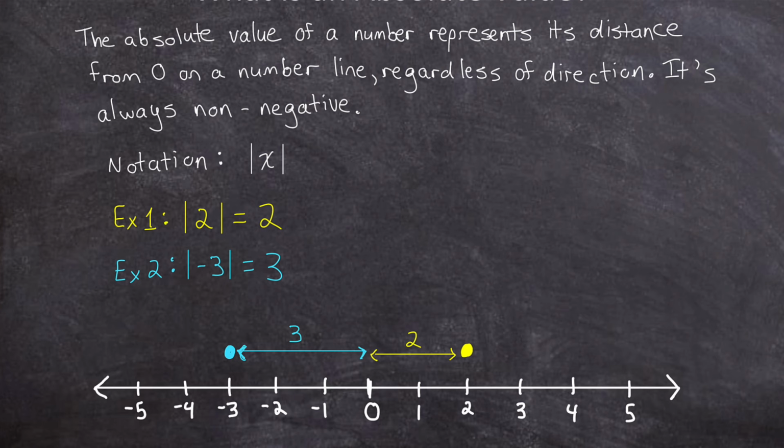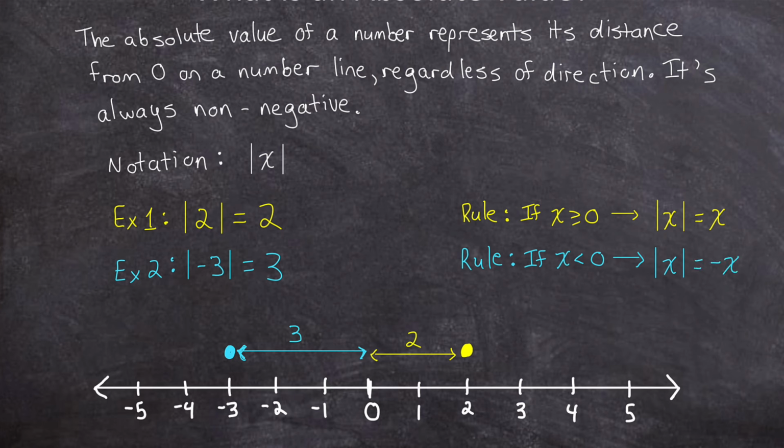So let's write a general rule here. If x is greater than or equal to 0, then the absolute value of x is just equal to x. Right? 2 is greater than or equal to 0, and the absolute value of 2 is just equal to 2. But the second rule would be if x is less than 0, the absolute value of x would be the opposite of x, meaning it would be equal to negative x. That just means we multiply the x value by negative 1 to make it positive. Right, the absolute value of negative 3, to find that, we would have to multiply that value by negative 1. Negative 1 times negative 3 is 3.